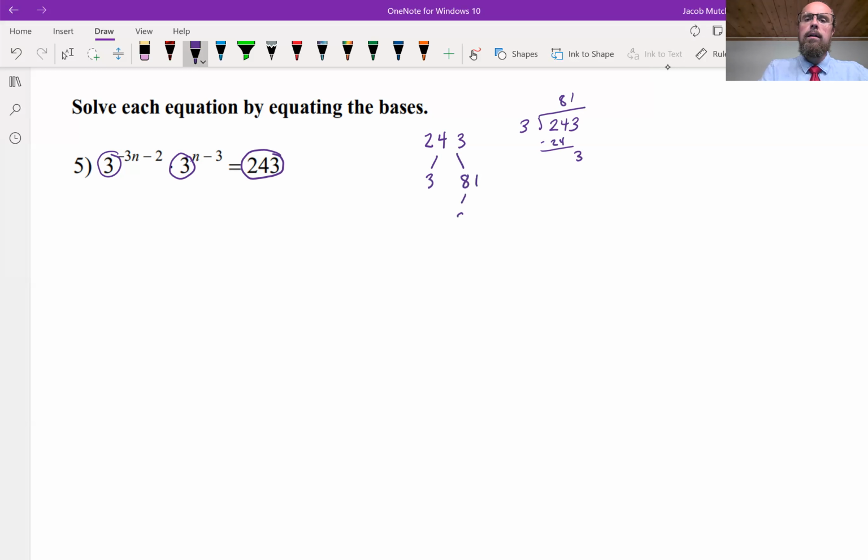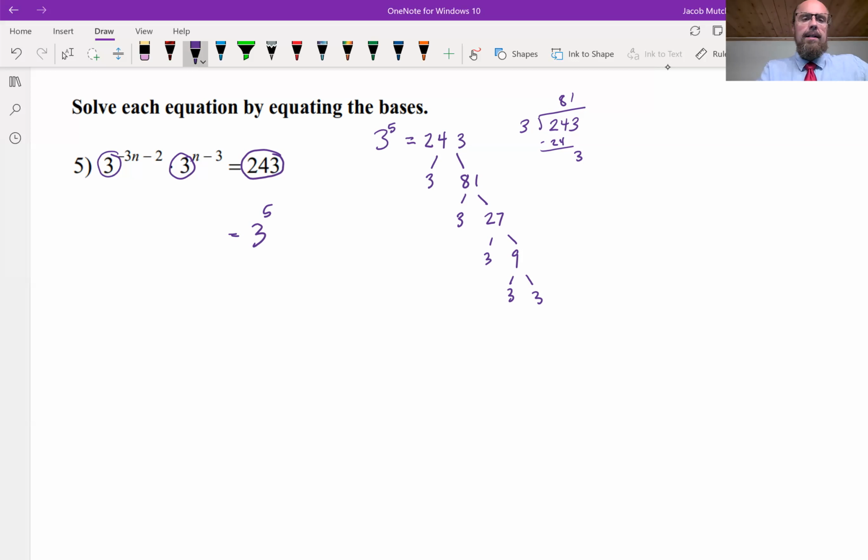And now I have some familiarity with 81. That's 3 times 27, which is 3 times 9, and then 9 is 3 times 3. So 243 is 3 all the way. In fact, it's 3 to the power of 5. And that's what I'll convert this right-hand side to. I don't want to call it 243. I'm going to notate it as 3 to the power of 5.